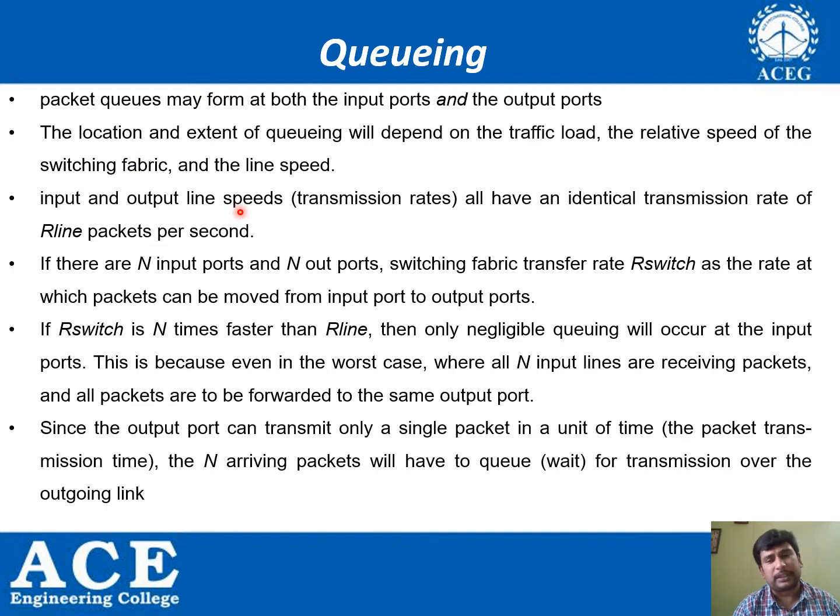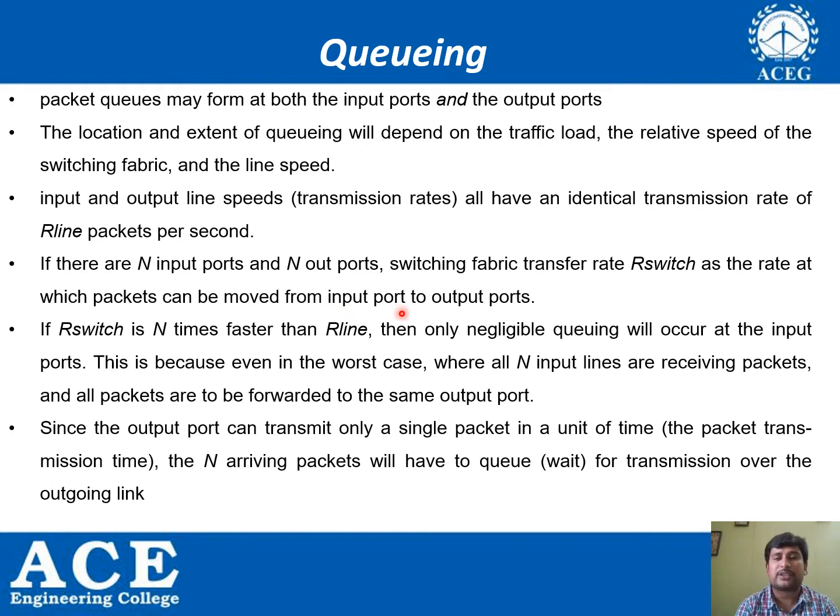For the input and output line speeds, that is the transmission rates, we are assuming they have an identical transmission rate equal to R_line packets per second. So the input and output ports transmission rate is R_line packets per second, and the number of input ports and output ports is n. Now the switching fabric, which forwards the datagrams from input to output port, transfers datagrams at a rate of R_switch, the rate at which packets can be moved from input port to output port.